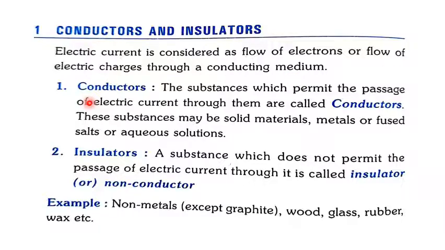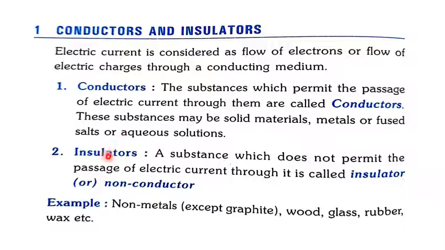First, we discuss conductors. Already we discussed this in your lower classes. The substances which permit the passage of electric current through them are called conductors. The substances may be solid materials, metals, or fused salts or aqueous solutions. All these are conductors. These conductors permit the passage of electric current through them.